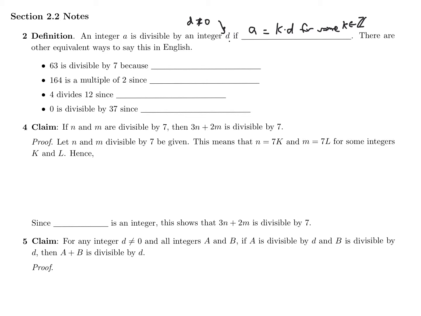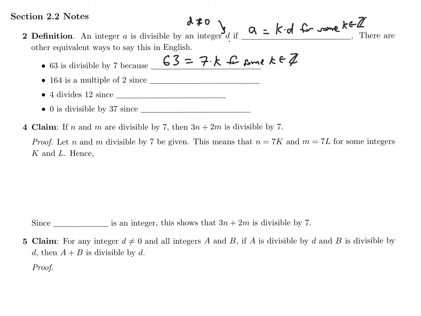So for example, if I said 63 is divisible by 7, that does fit my definition. That just means 63 is 7 times K for some K. And in this case, I know that's true because I can just say, well, K is 9, right? K equals 9 would do that.